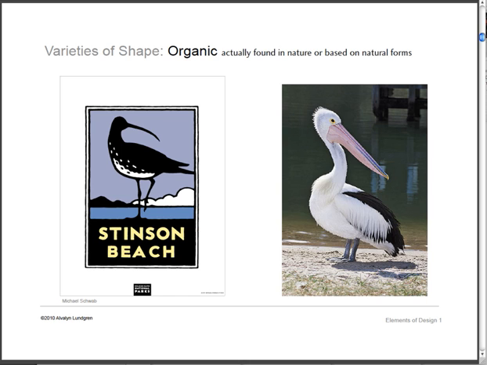Organic shapes are those that are representing things that actually exist, that are natural and organic, like trees and flowers and leaves and birds, or they are actually found in nature, such as the shape of an actual bird. So here we have the representation of a bird, and it's highly stylized, but it's still organic. Clouds would also fall into that understanding. And then the pelican is organic.